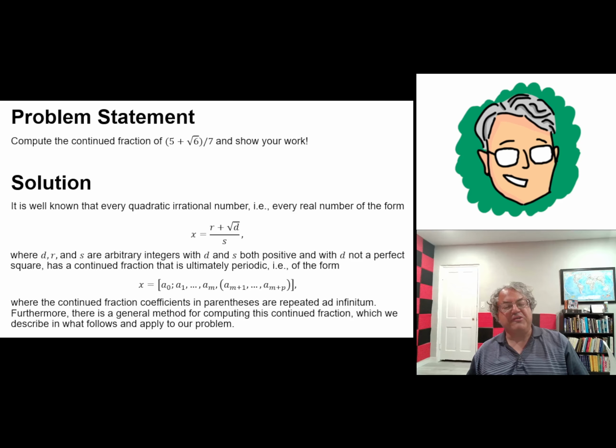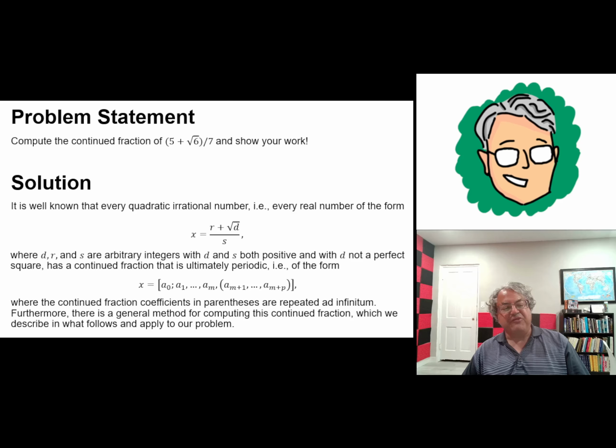In general, a quadratic irrational number is a number of the form r plus square root of d, all over s, where r, d, and s are integers, where d and s are positive, and d is not a perfect square. So any number of that form is a quadratic irrational. It turns out that every quadratic irrational number has a continued fraction that's ultimately periodic. It might not start repeating right away, but eventually it does.